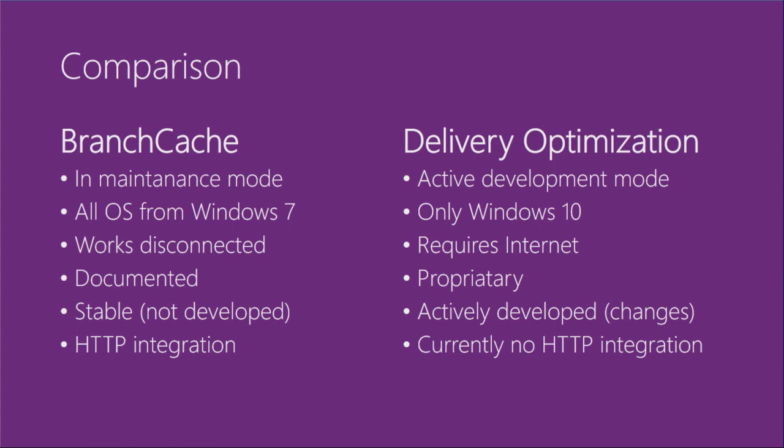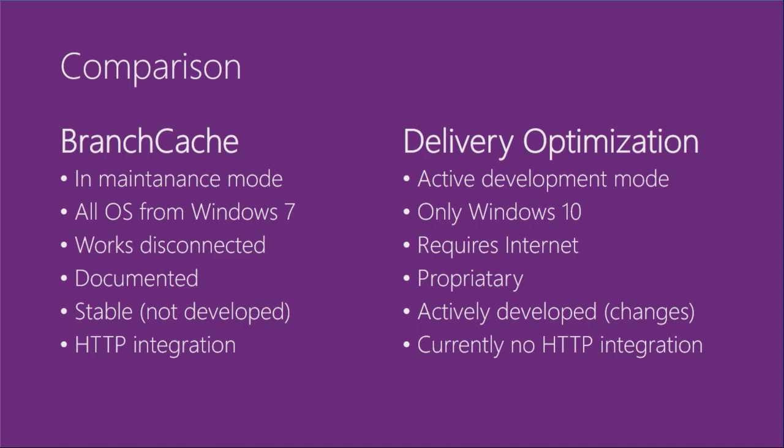BranchCache is in maintenance mode. It doesn't mean it's bad, it just means that it's pretty mature. There are still bugs that can happen, and Microsoft fixes them. But it's on every single OS from Windows 7. Delivery Optimization requires internet connectivity. It's only for Windows 10.